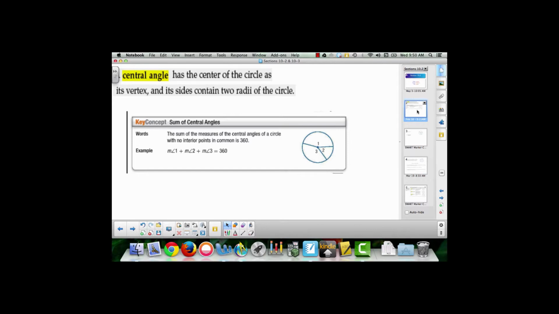A central angle has its vertex as the center of the circle, like its name says, and the two sides of the central angle are radii of the circle. When you have central angles that do not overlap, like these, they will all add up to 360. This is why we say that circles have 360 degrees all the way around. All the angles together that make up the entire circle always will add up to 360 degrees.